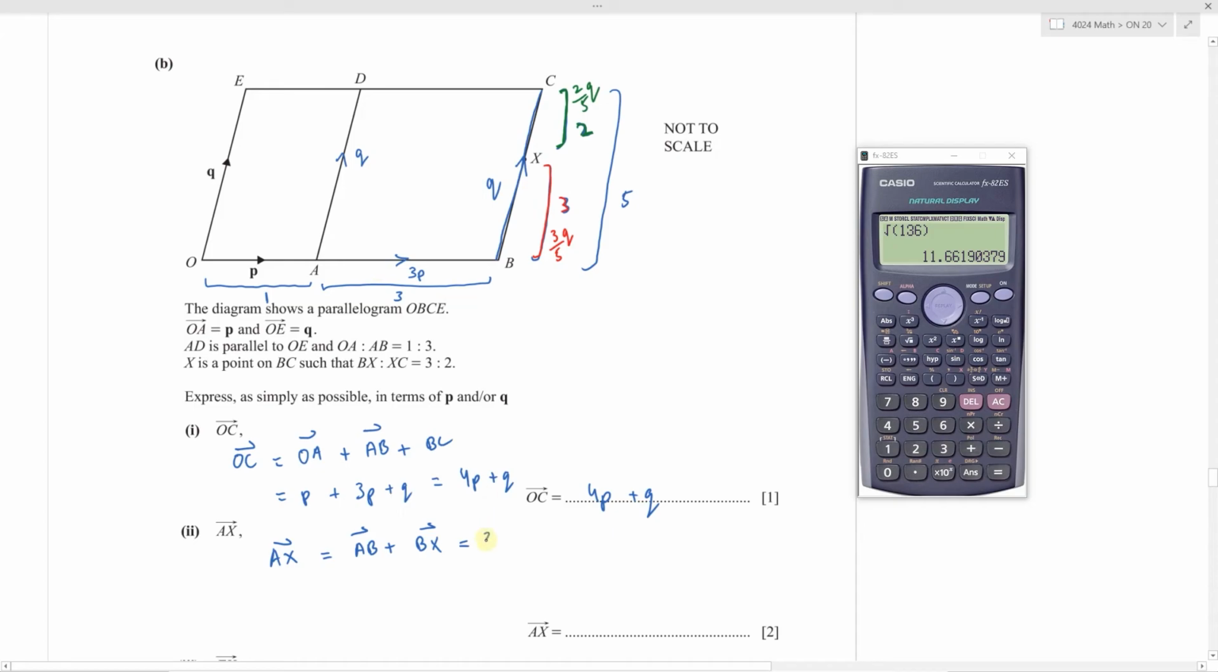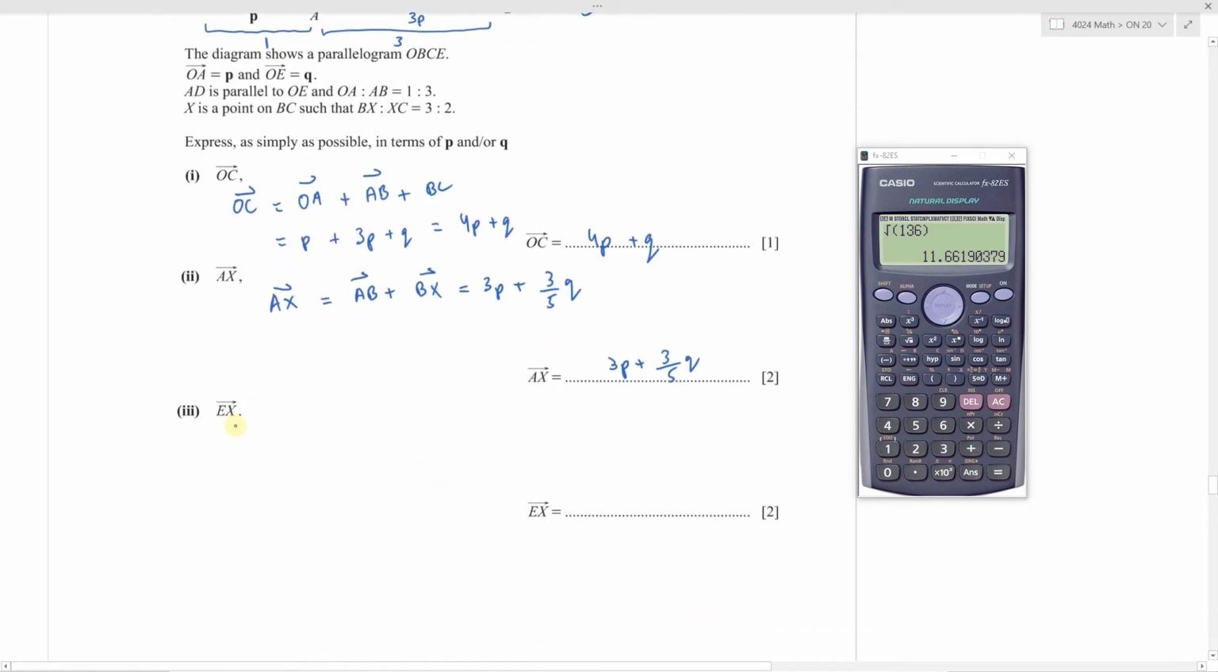AB is 3p, and this vector BX is 3 by 5q. So your final answer here will be 3p plus 3 over 5q.